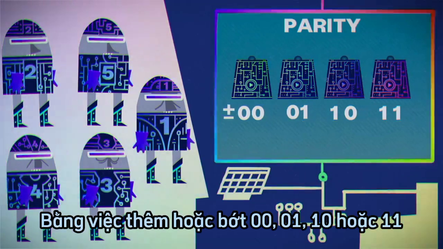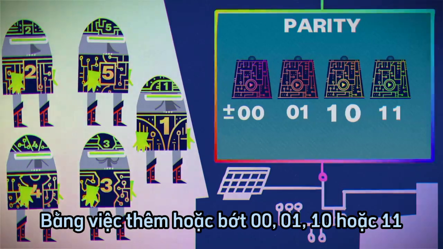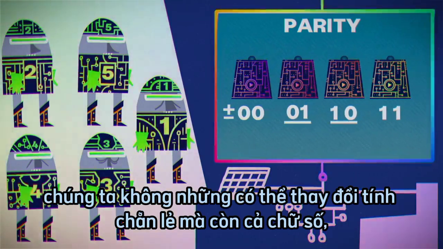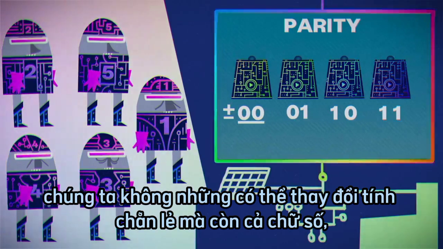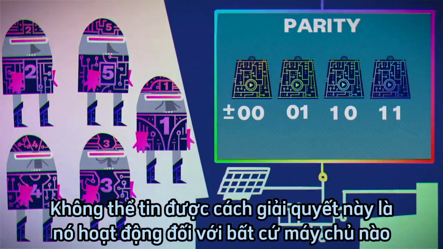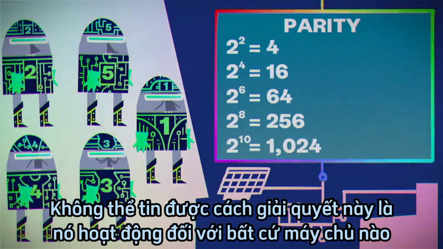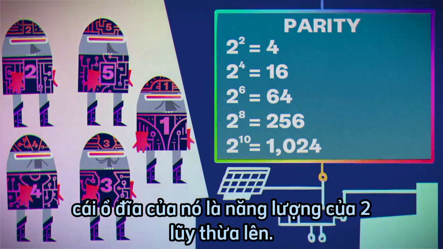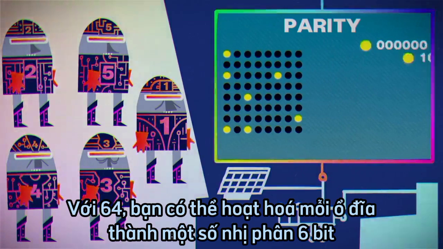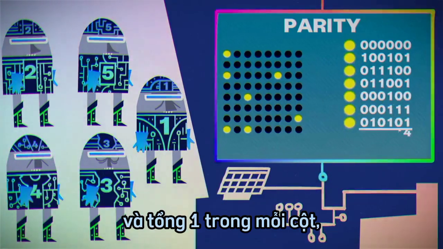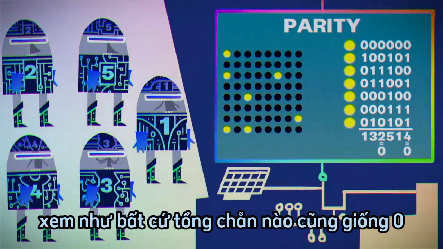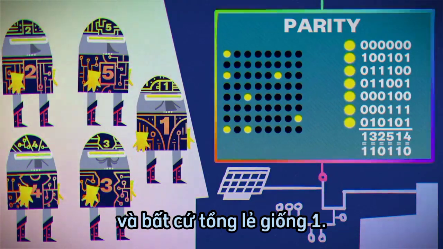By adding or subtracting 00, 01, 10, or 11, we can change the parity of either, both, or neither digit and create the disk number we want. What's incredible about this solution is that it works for any mainframe whose disks are a power of 2. With 64, you could turn each activated disk into a 6-bit binary number and sum the 1s in each column, regarding any even sum as the same as 0 and any odd sum as 1.